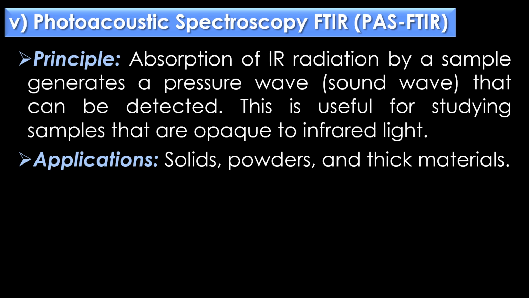The fifth type is photoacoustic spectroscopy. In short form, it is called as PAS FTIR. In this PAS FTIR method, the absorption of infrared radiation by a sample generates a pressure wave or sound wave that can be detected. This is useful for studying samples that are opaque to infrared light. Regarding applications, this photoacoustic spectroscopy is very helpful for the analysis of solids, powders, and thick materials.